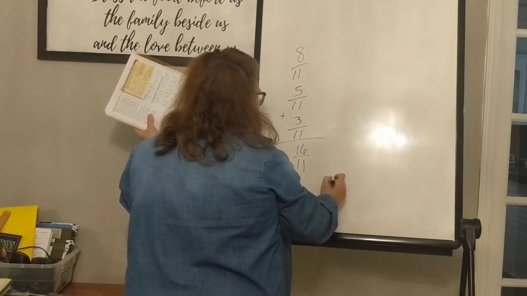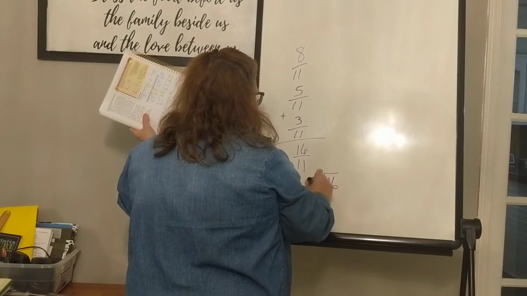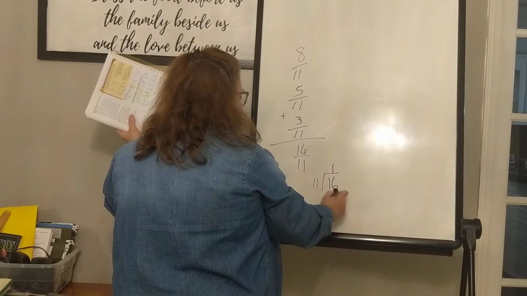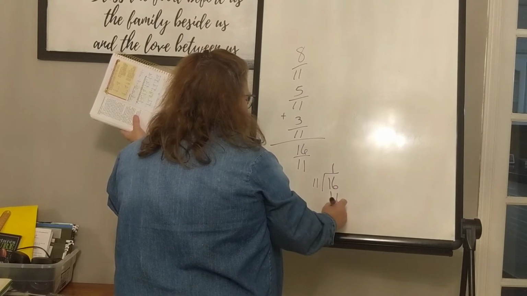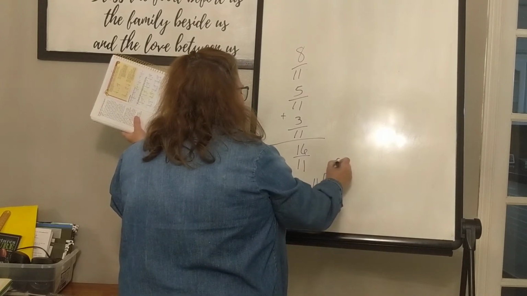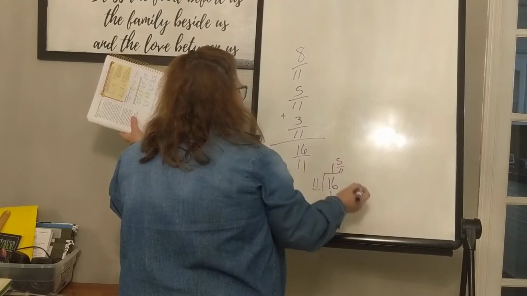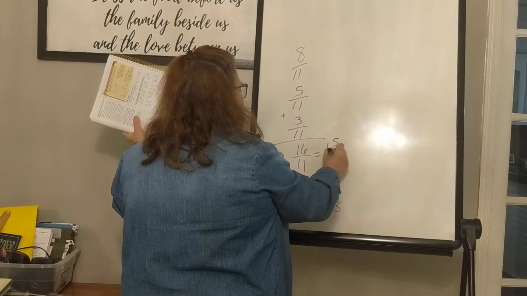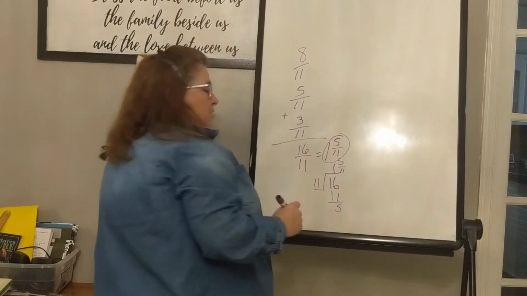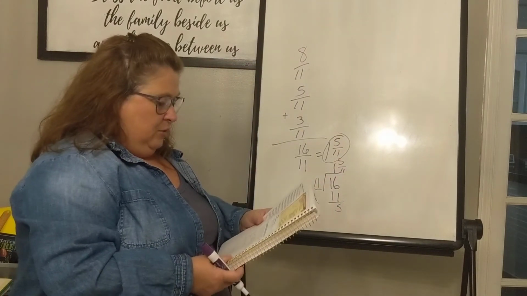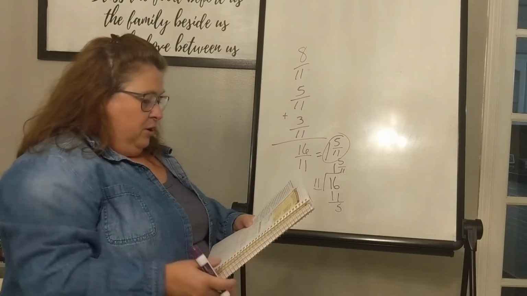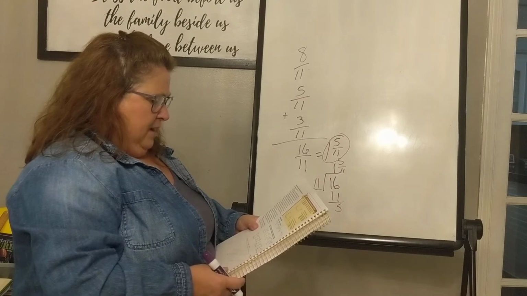So we're going to take that 16, we're going to divide it by 11. 11 will go into 16 one time. 1 times 11 is 11. 6 minus 1 is 5. 5 becomes our numerator. Our denominator remains the same. So 16/11 equals 1 and 5/11. That is your final answer. That is the answer that you would want to put on your interactive worksheet, okay?